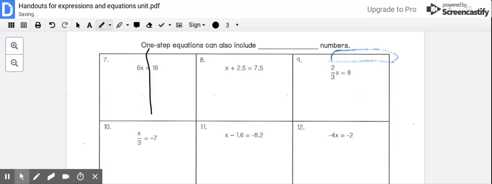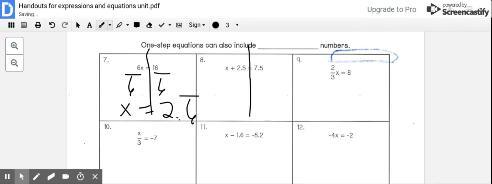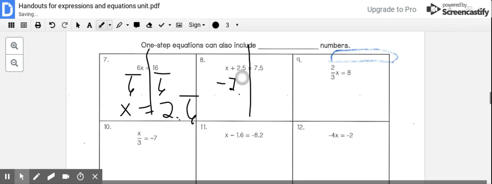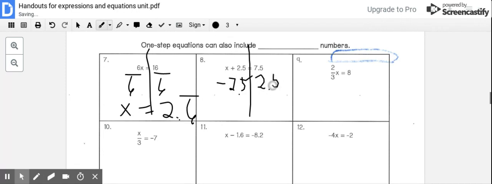So we have it's being multiplied by 6, so we're going to divide by 6. And X equals 2.6 repeating. You could have 2 2/3, however you want to represent it. It's all the same. Okay, X is being added by 2.5, so we're going to minus by 2.5. And so we get X equals 5.